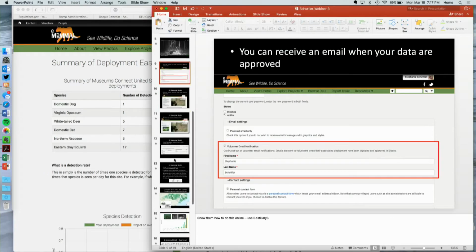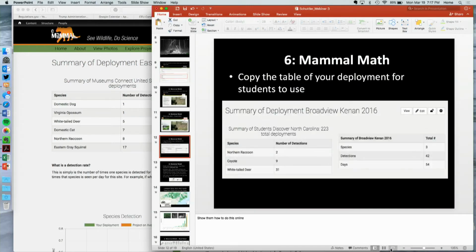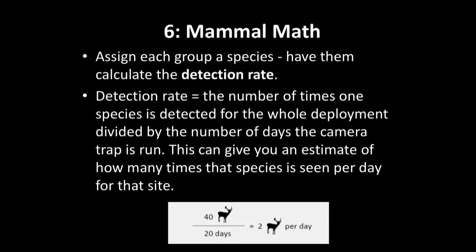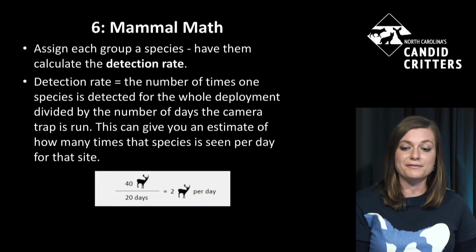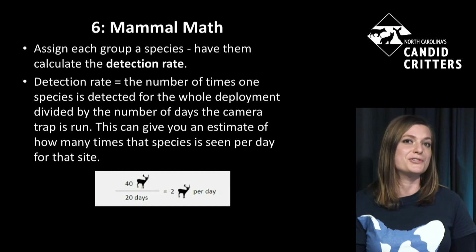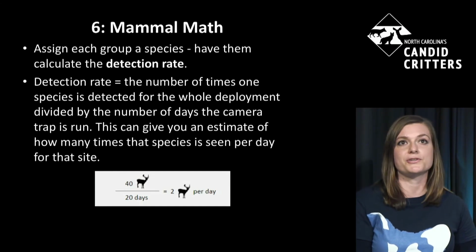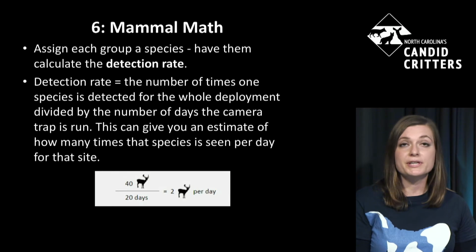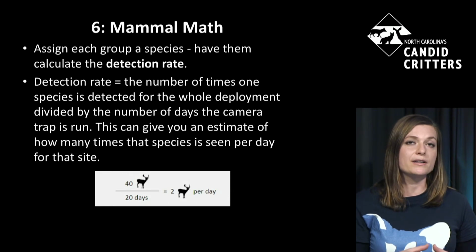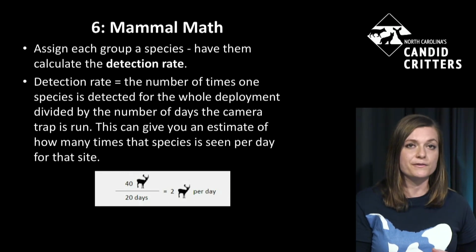And the reason why we need this information is so that we can calculate something called detection rate. And this is something that actually we really use. So I have a graph to show you coming up of an actual publication that I'm submitting to a journal that uses detection rate. And so you can assign your class groups if you have more than one species, and have each group calculate the detection rate for the different species.